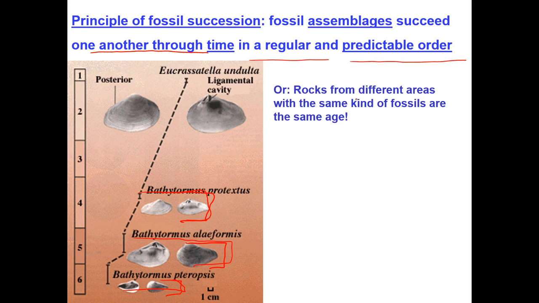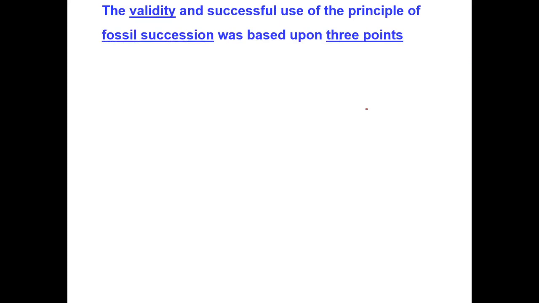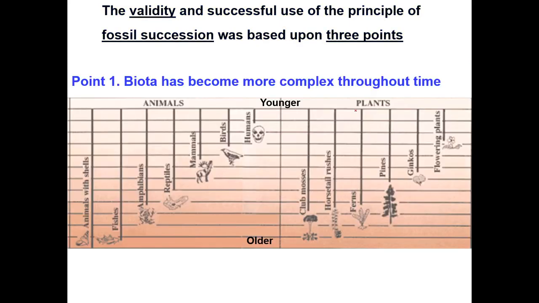Rocks from different areas with the same kinds of fossils are the same age. That's the thing I want you guys to remember. Rocks from different areas with the same kind of fossils are probably of the same age, all right? And that's how we relatively date different rocks from different places. So biota has become more complex through time.